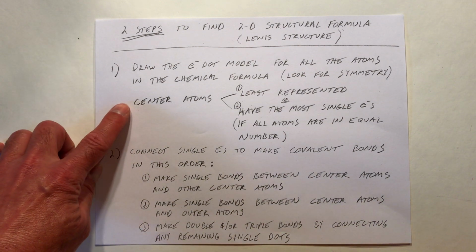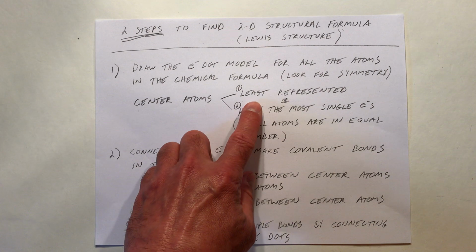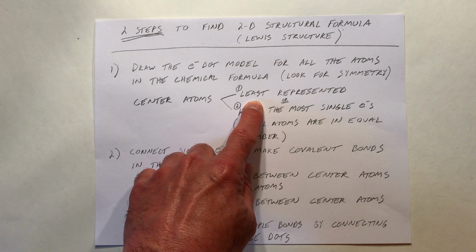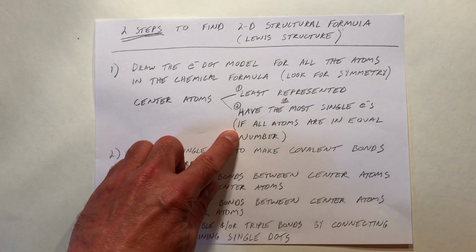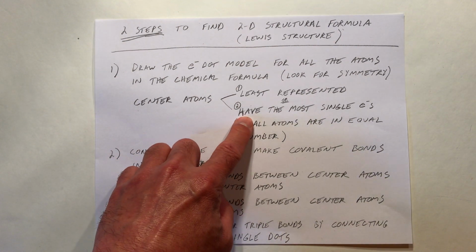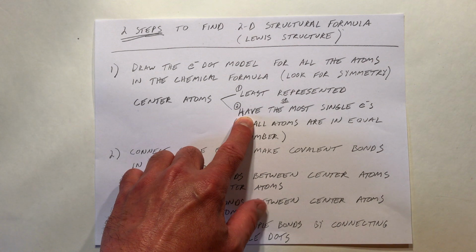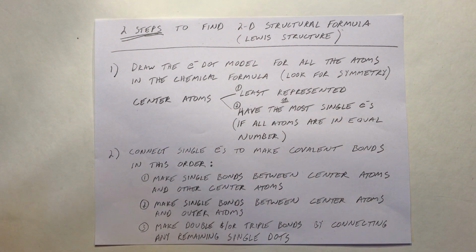One really important point is that center atoms in a molecule will be the atoms that are least represented in the chemical formula. So in other words, they'll have the smallest number for the subscript. And if all the atoms in the chemical formula are present in equal number, then we're going to look for center atoms that have the most single electrons in their electron dot model.